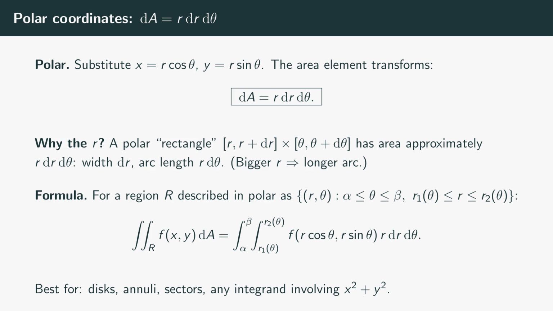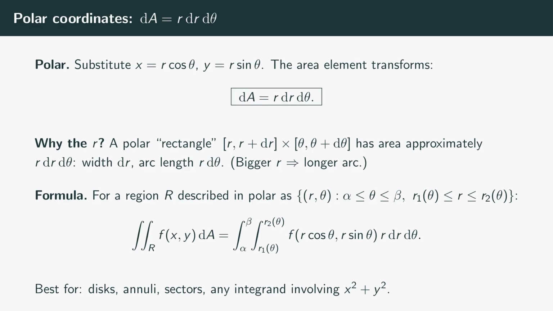Recall, x equals r cosine theta, y equals r sine theta. The crucial fact is how the area element transforms. In Cartesian, dA equals dx dy. In polar, dA equals r dr d theta, and that extra factor of r is everything.